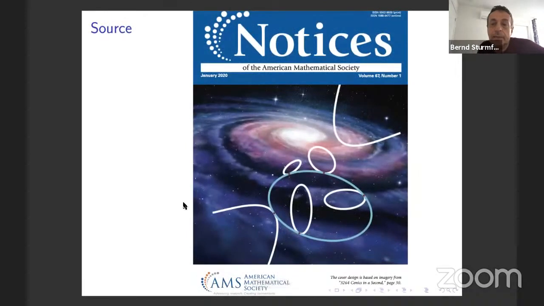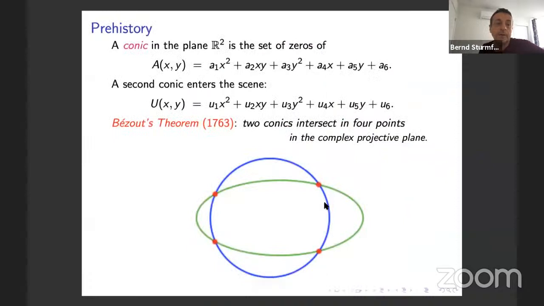Everything I'm saying, at least in the first half of the talk, is contained in this article, called 3264 Conics in a Second. And this can be found in the Notices of the American Math Society, January last year. On the cover, you see the same picture that we're discussing. And the artist added the galaxy. That wasn't me, but this is the source for a good part of the talk, and you can find this online.